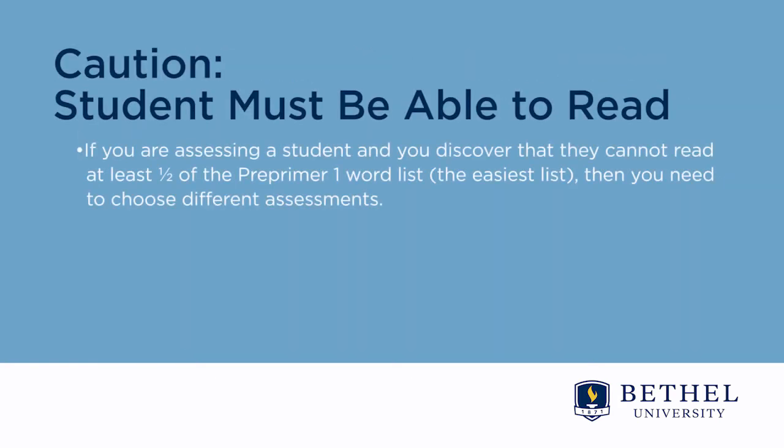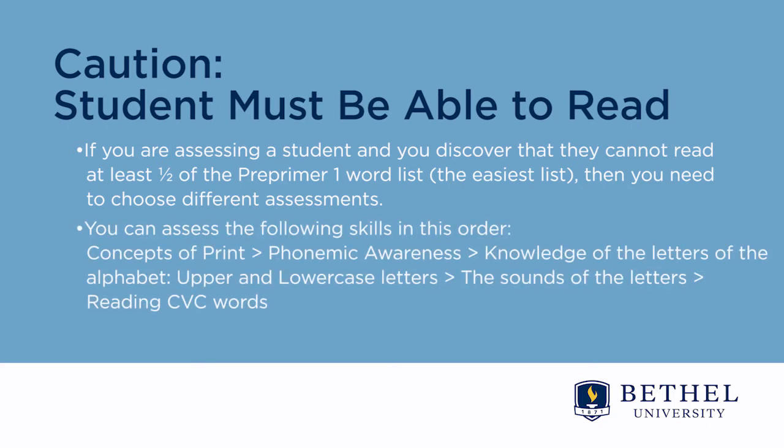If you are assessing a beginning reader and you discover that they cannot read at least half of the pre-primer 1 word list, the easiest list, then you need to choose different assessments. If they can't read the word list, they will also struggle with the passage. Instead of using the QRI, you can assess the following skills in this order: concepts of print, phonemic awareness, knowledge of the letters of the alphabet, uppercase and lowercase, the sounds of the letters, reading CVC words.